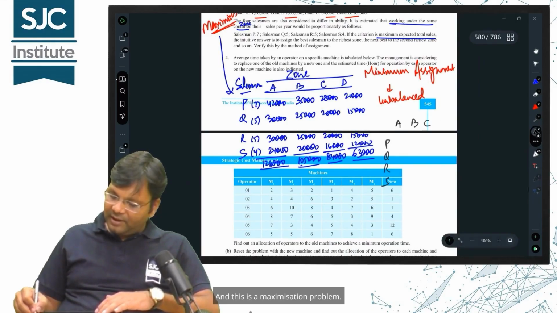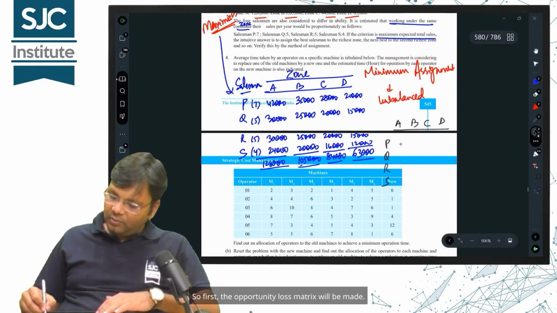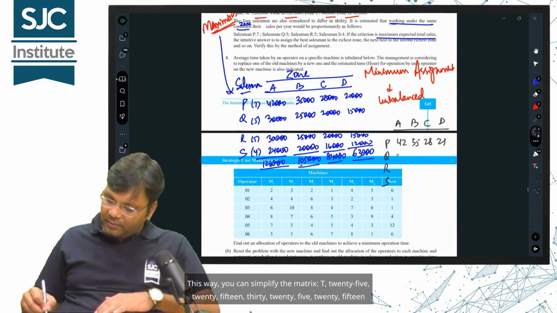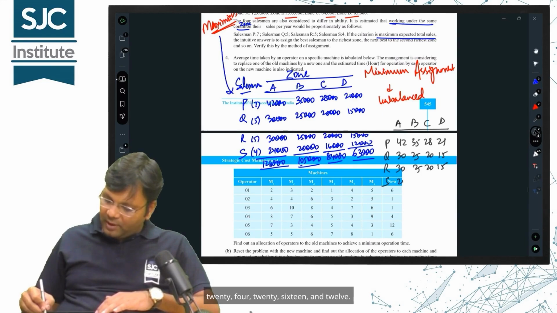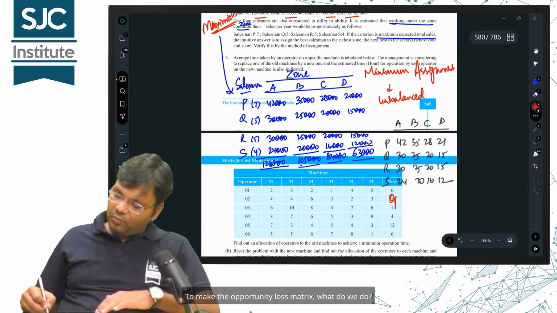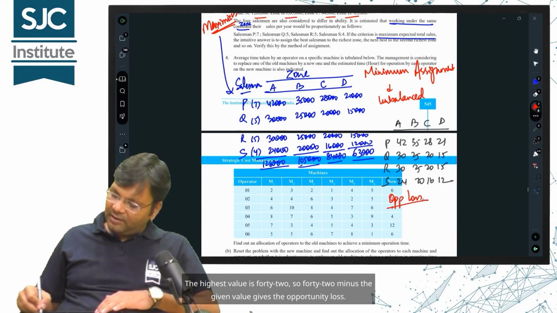And this is a maximization problem. So first, the opportunity loss matrix will be made. This way, you can simplify the matrix: 25, 20, 15, 30, 20, 5, 20, 15, 20, 4, 20, 16 and 12. To make the opportunity loss matrix, what do we do? The highest value is 42, so 42 minus the given value gives the opportunity loss.